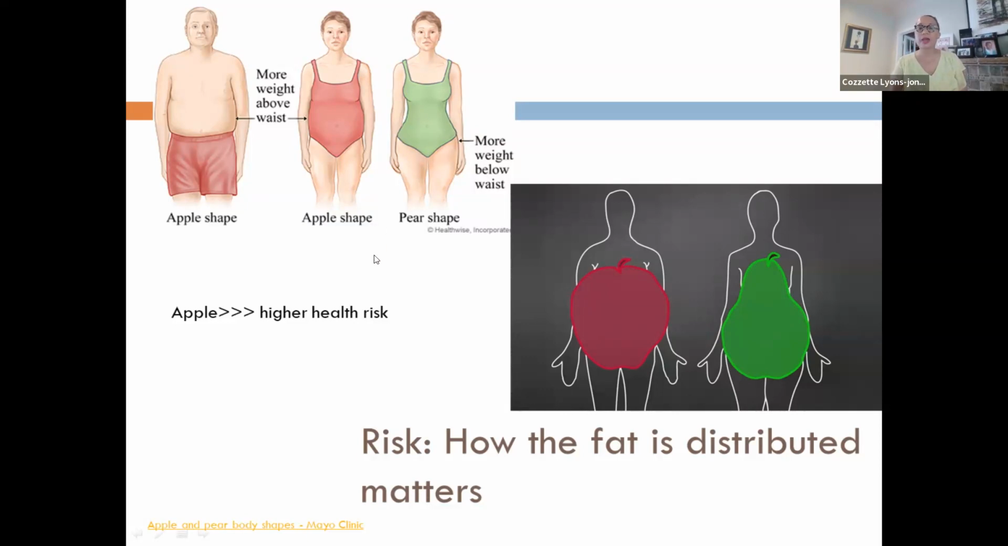The significance of that is that apple shape is actually the one that has a higher health risk associated and tends to be associated with diabetes risk going up. So I can walk into an examination room and without taking a blood test, without doing a finger stick, without getting a history from that person, can gauge that that person's at higher risk or may already have diabetes based on their body shape.